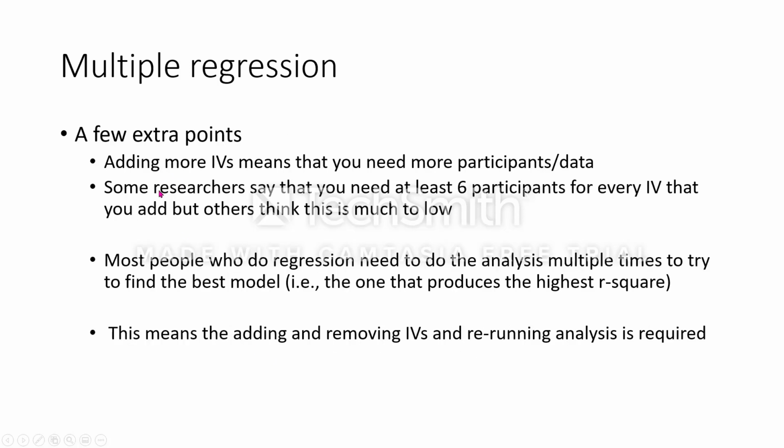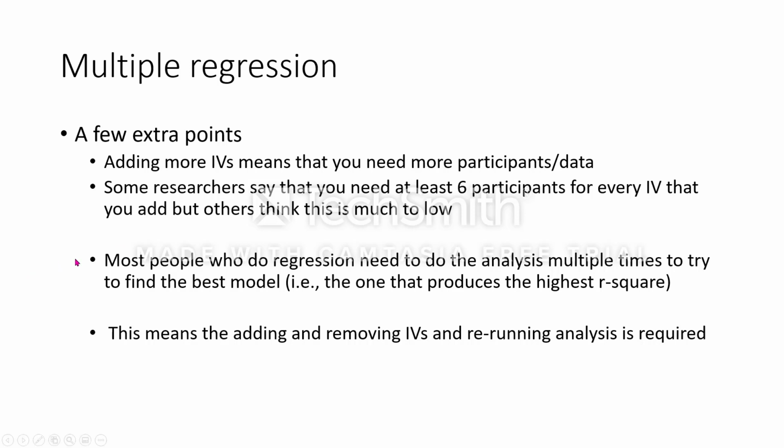So just a few extra points about multiple regression. Adding more independent variables does mean that you need to collect more data and you need more participants. As a rule of thumb, some researchers say that you need 6 participants for every independent variable that you add. Other researchers think that this is much too low. In any event, you want to make sure that you've got plenty of data, that you're not going to be missing effects that really do exist that you want to discover.